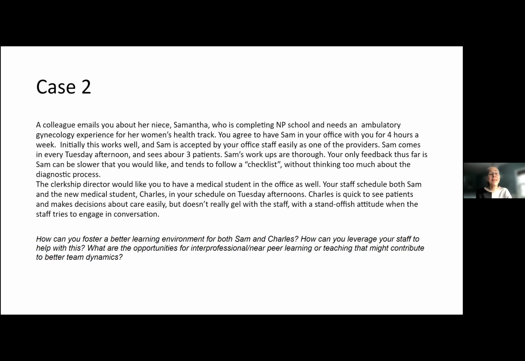Charles is quick to see patients, and he makes decisions about care easily, but he doesn't really gel with the staff. He has a little bit of a standoffish attitude when they try to engage with him in conversation.